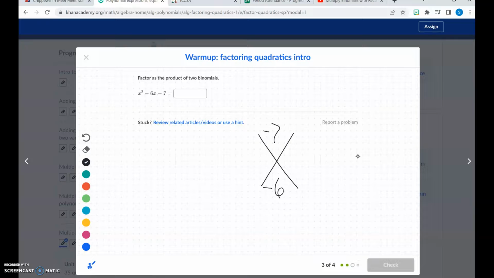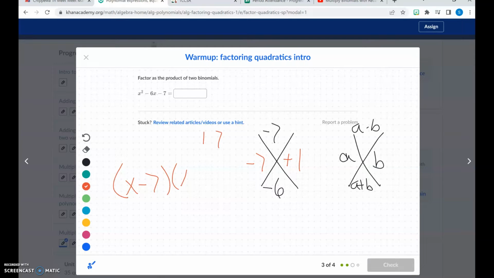You're trying to figure out what multiplies. So it's a times b on the top, a plus b on the bottom, if this is a and this is b. If you have to, make sure you list out your factors. This is just 1 times 7. So to get a negative 6, it would be a negative 7 plus 1. So all you're doing is you're figuring out what those numbers are, plugging them in. So my answer should be x minus 7 and then x plus 1 to go in up here.